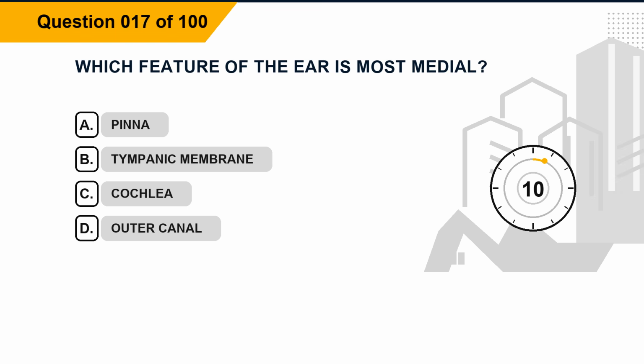Question 17. Which feature of the ear is most medial? Option A, pinna. Option B, tympanic membrane. Option C, cochlea. Option D, outer canal.